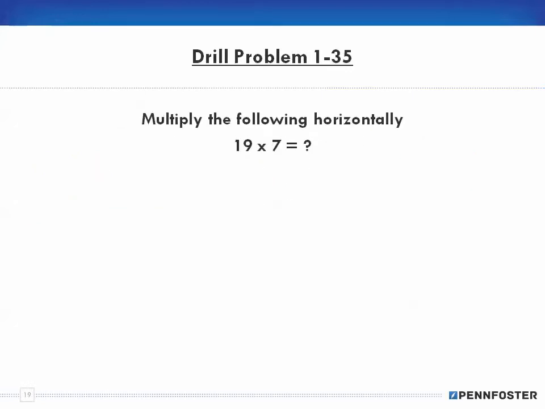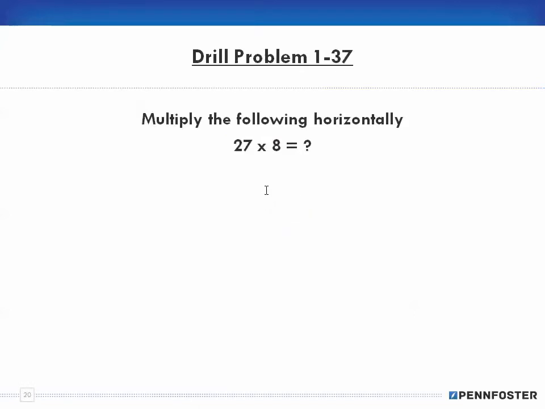Multiply the following horizontally. All right. Relatively simple. 9 times 7 is 63. Carry my 6. 7 times 1 is 7, plus 6 is 13. 133.